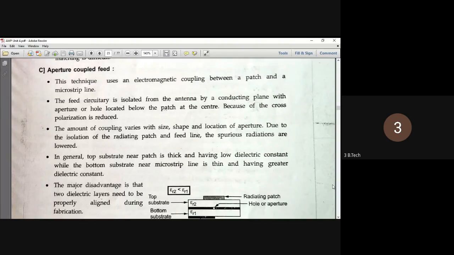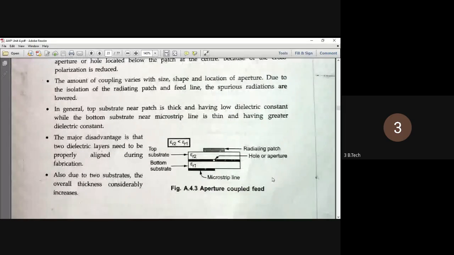So the feed circuit is isolated from the antenna by a conducting plane with an aperture or hole below the patch at the center. So the amount of coupling varies with the size, shape and location of the aperture. In general, the top substrate where the patch is, is thick and has low dielectric constant, and the bottom substrate, ε01, near the microstrip line feed, is thin and has a high dielectric constant.